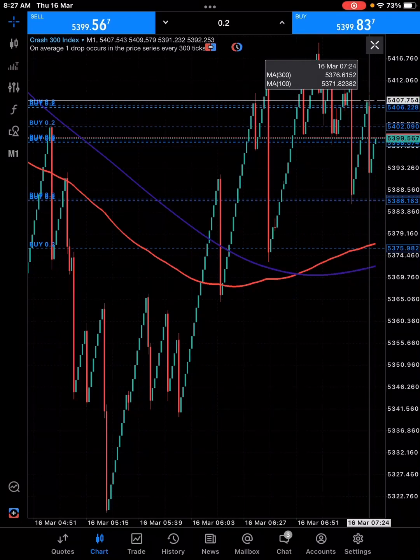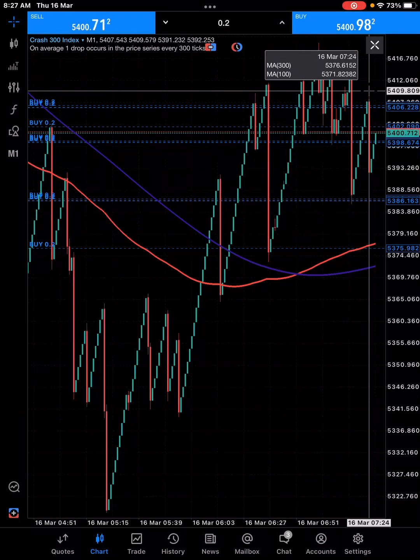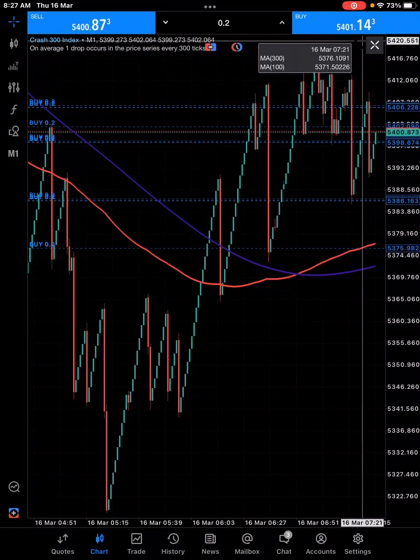Sorry, it will be 406, because this is 5386, so it will be 406. So to 406, that will be 1-to-1 as your first take profit. Then you understand the next take profit will be 1-to-2, then it will be 5426.